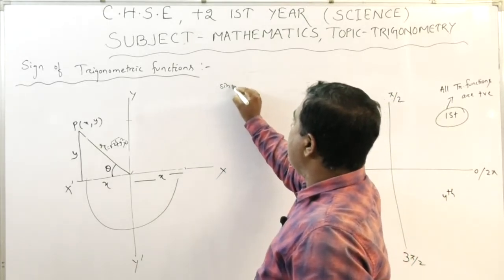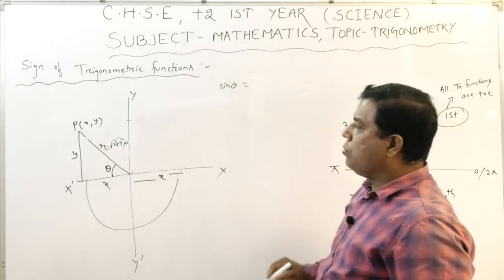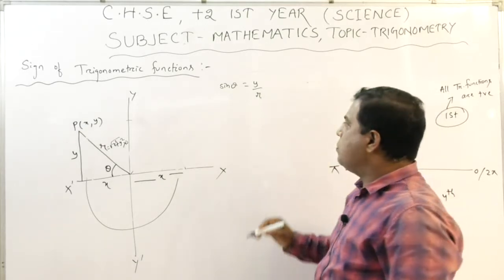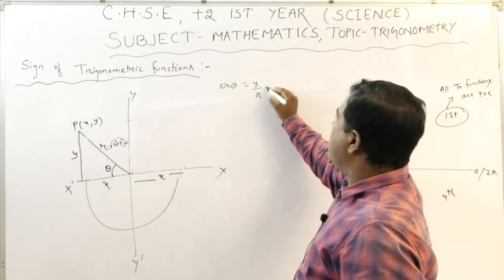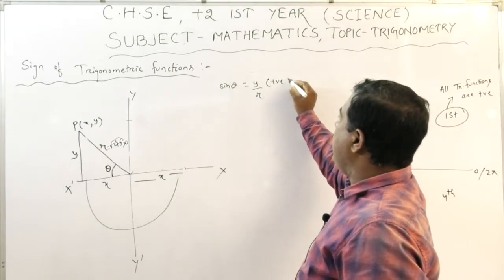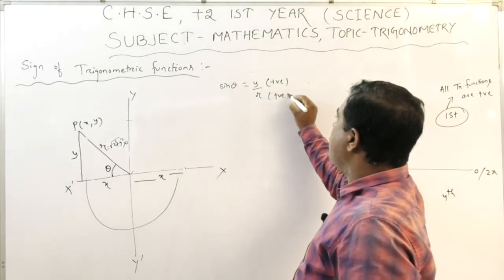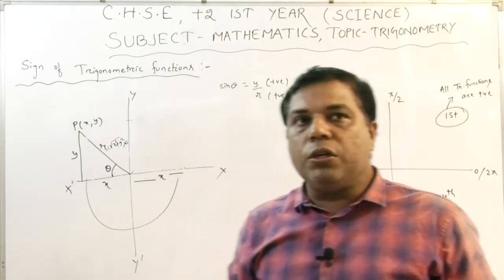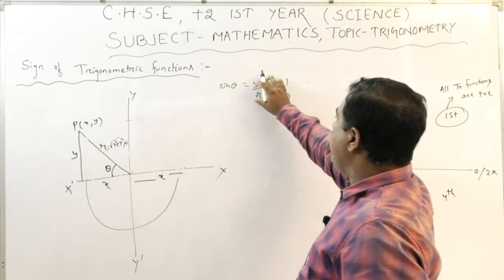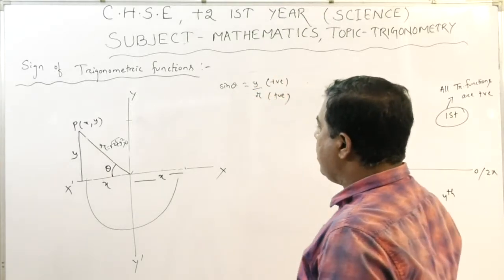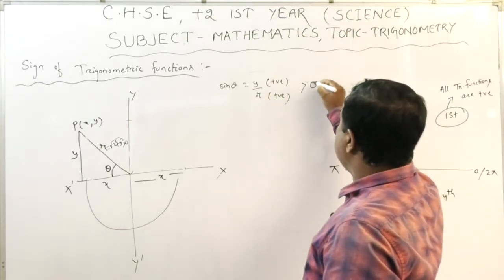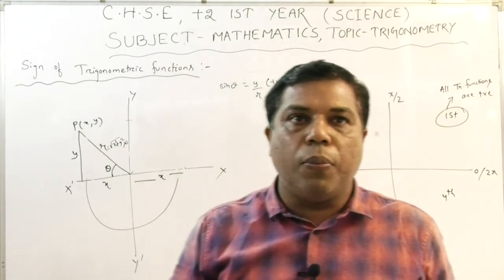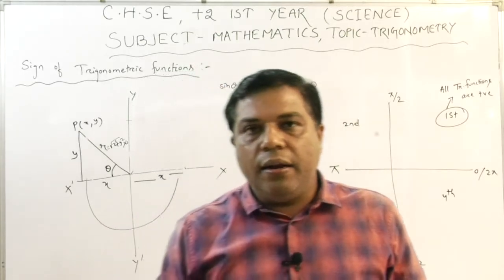Now we go for the second quadrant. Sin theta equal to what? Sin theta equals y on r. As y is positive and r is positive, the ratio of these two positives is always a positive value. So sin theta, which is equal to y on r, is greater than 0. So we can say that sin theta is positive in the second quadrant.